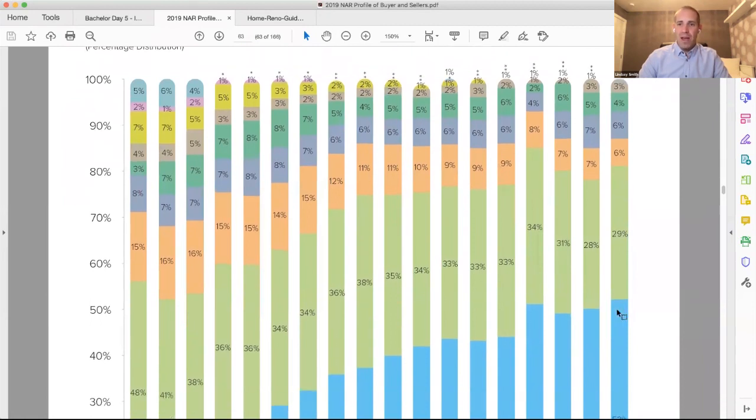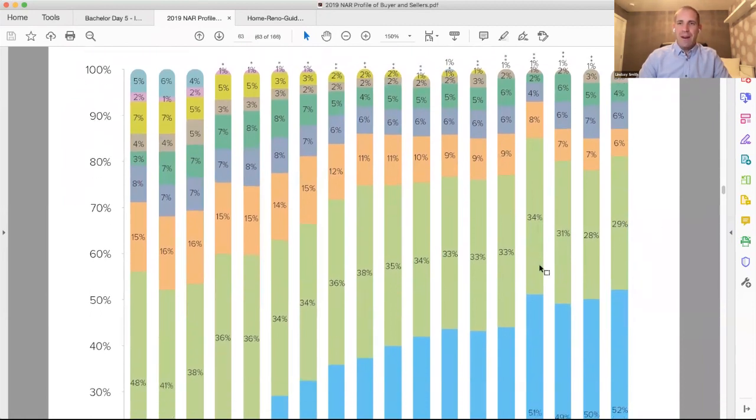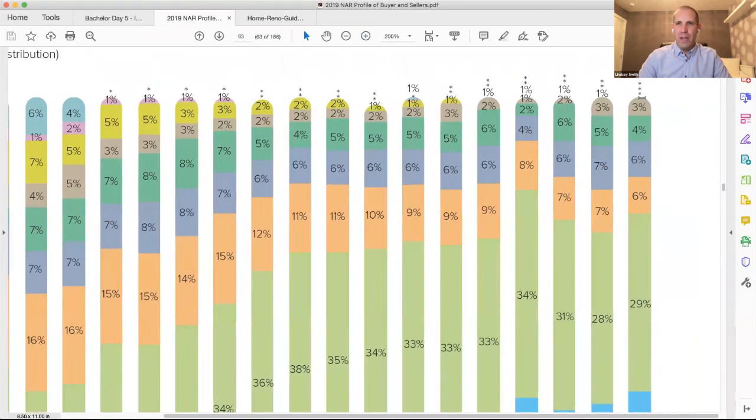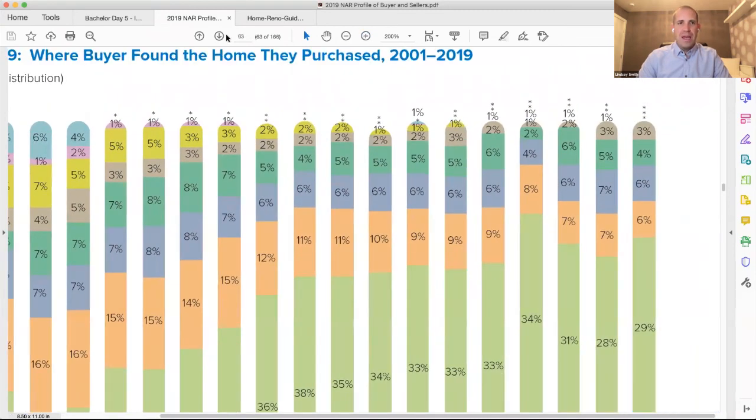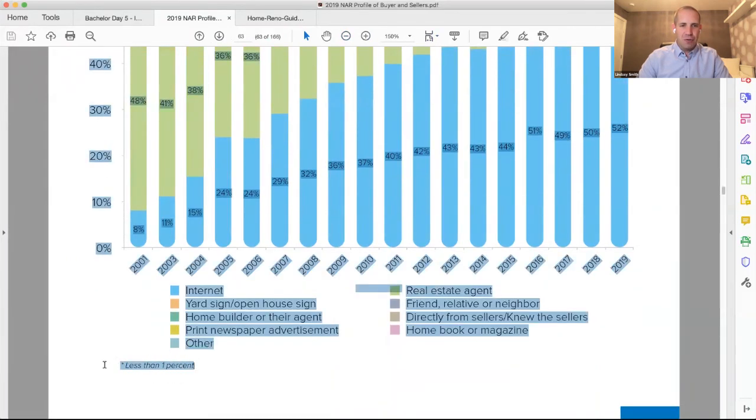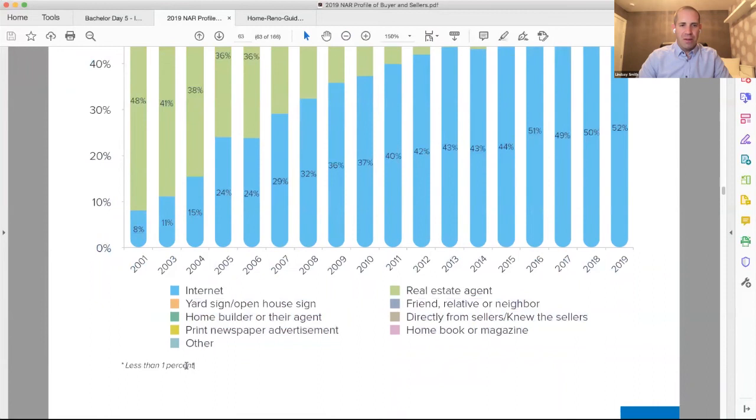So now we have this total that's being added up here, but there are these three little asterisks at the top that are unaccounted for. And it's like, well, what do those asterisks mean? What they mean is that less than 1% of the information was captured. So anything with less than 1% just got an asterisk. So this is print newspaper advertisement or home book or magazine.